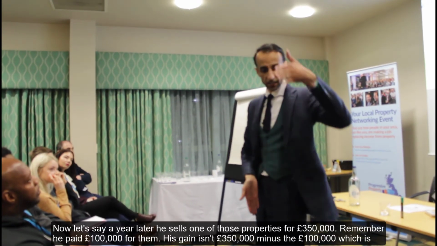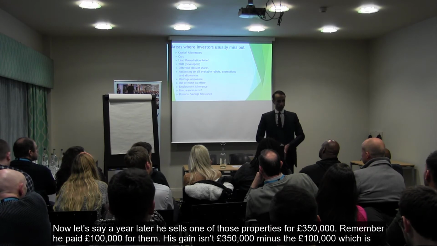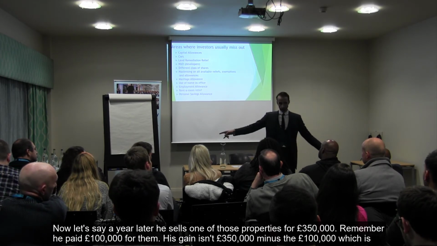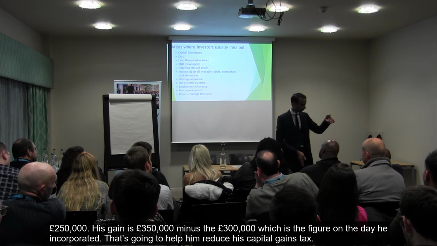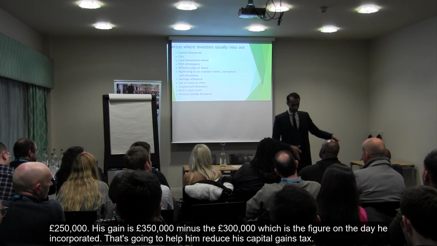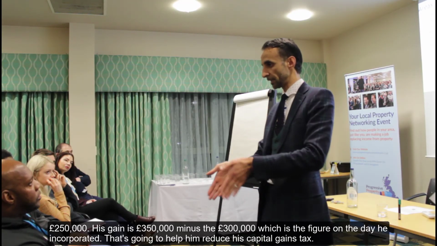Now, let's say a year later, he sells one of those properties for 350 grand. Remember, he paid 100 grand for it. So for 350 grand, his gain isn't 350 minus the 100 grand, which is 250. His gain is 350 minus the 300 grand, which is the figure on the day he incorporated. That's going to help him reduce his capital gains tax.